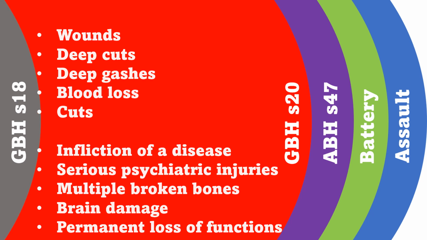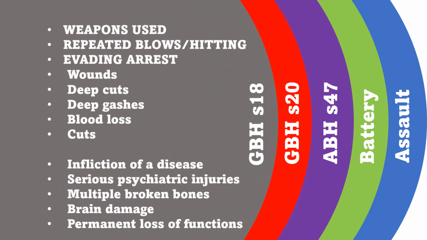And finally, although the ones from section 20 are still applicable, the trick is to spot the difference between section 18 and section 20. Now, the difference is the mens rea, so of course what you're looking for is how do they demonstrate intent to cause serious harm. Now, an easy way to do this is to spot maybe any weapons used. You know, that's easier to prove the level of intent, or repeated blows or hitting. So the more times they do things, the more you can demonstrate intent. Now, of course, section 18 also has the idea of evading arrest. So if they're trying to avoid arrest, that means it's probably going to be section 18.